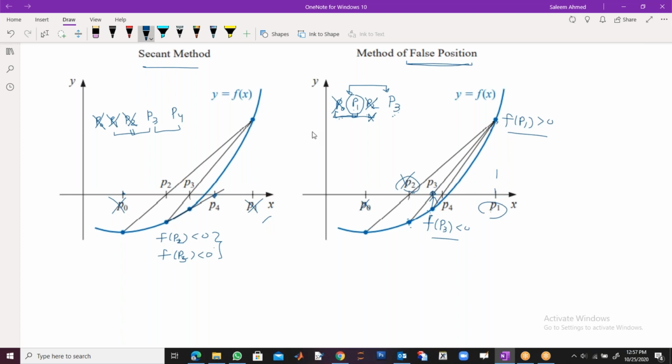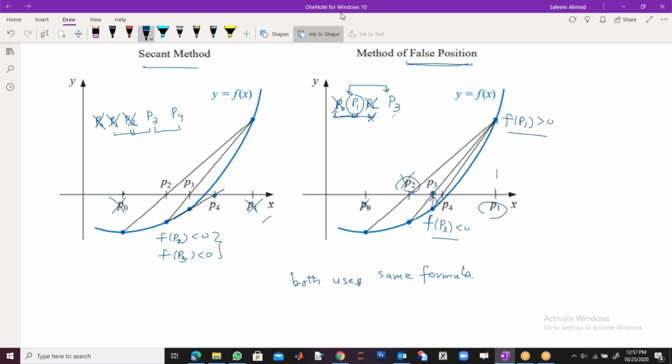We use the same formula, both use the same formula. The formula is not changed, only the updation of the points, the criteria of updation, is changed.